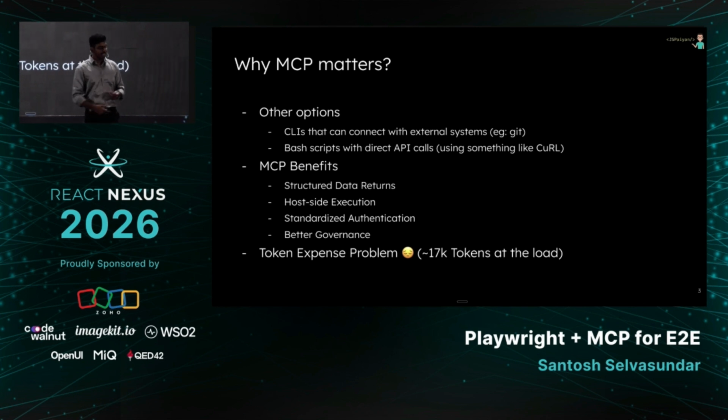Now, the second side is host side execution. I don't run everything on my local machine. There are a lot of things offloaded to be run on the GitHub service. For that matter, if I want to search something, I would probably search on the local machine in most of the cases. But in case of MCPs, you can delegate it to the MCP server and then get the things done. And then the standard authentication.